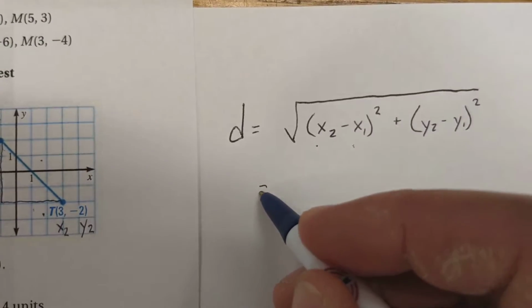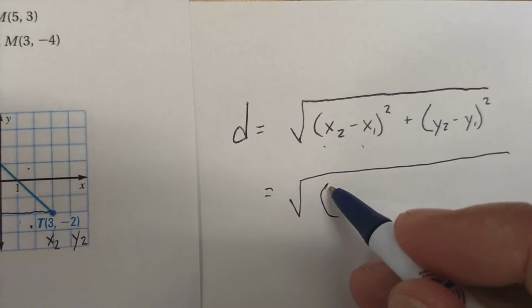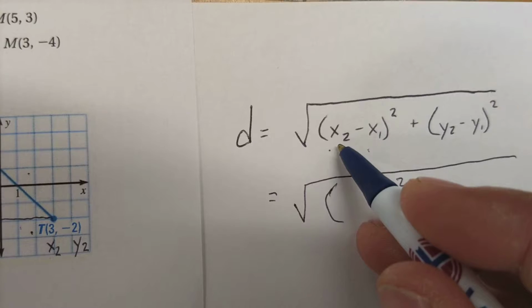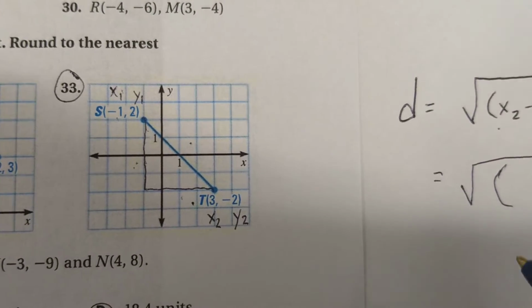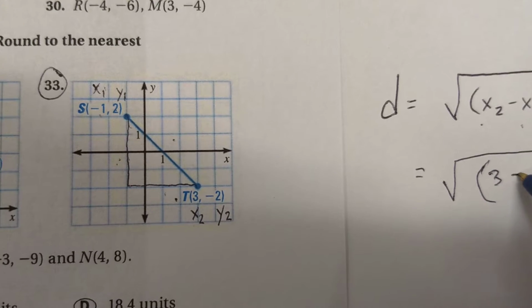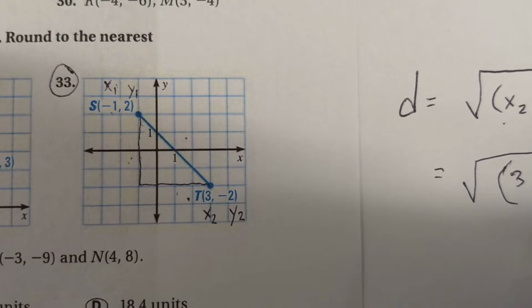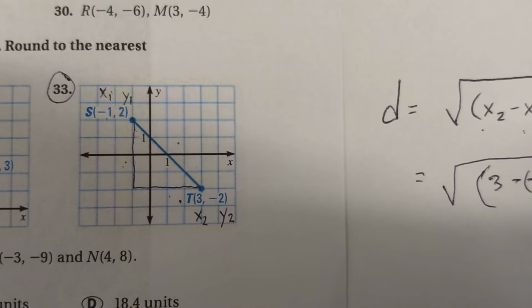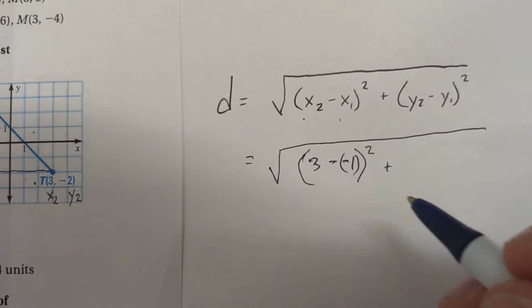Okay, so let's rewrite this. Square root of x sub 2 minus x sub 1. Well, x sub 2 we said was 3 minus x sub 1, which we said was a negative 1. Okay, we'll go to the next part of that. Oops, sorry. 3 minus negative 1.